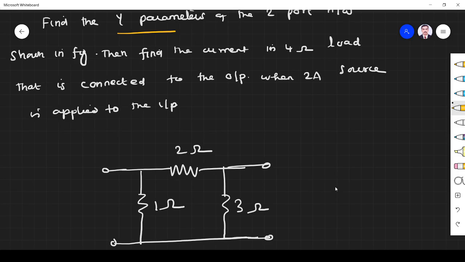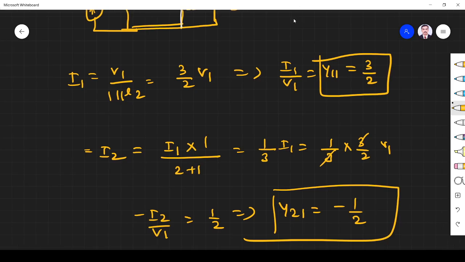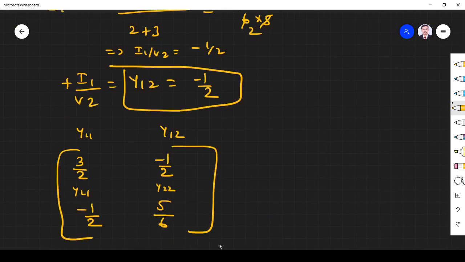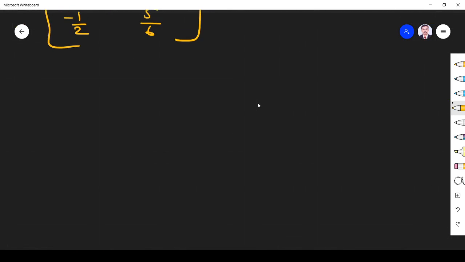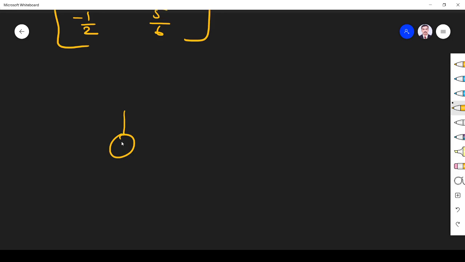So the input is 2 ampere, and at the output we are connecting 4 ohm. So the question is, we are connecting 4 ohm at the output. So the circuit will be like this. Input 2 ampere we are connecting. Now it is like this.